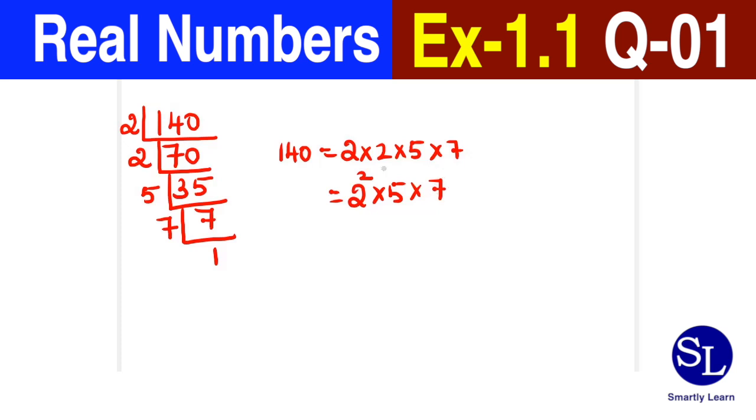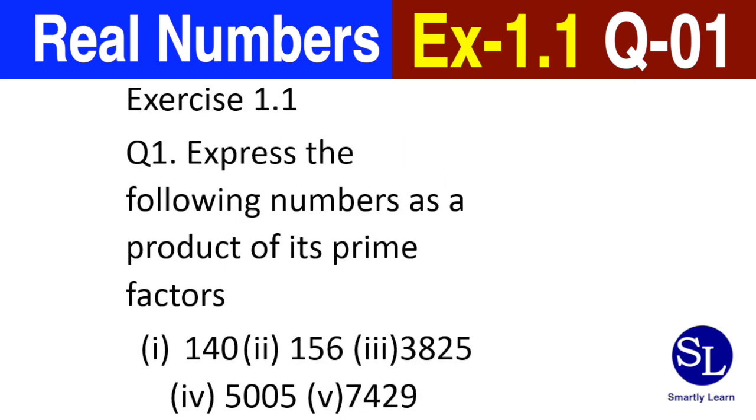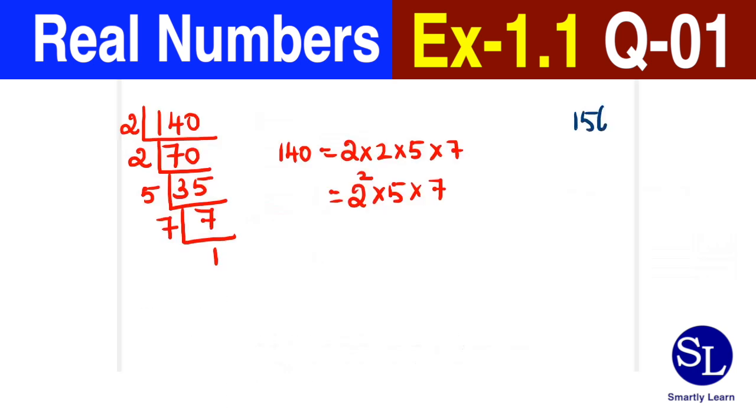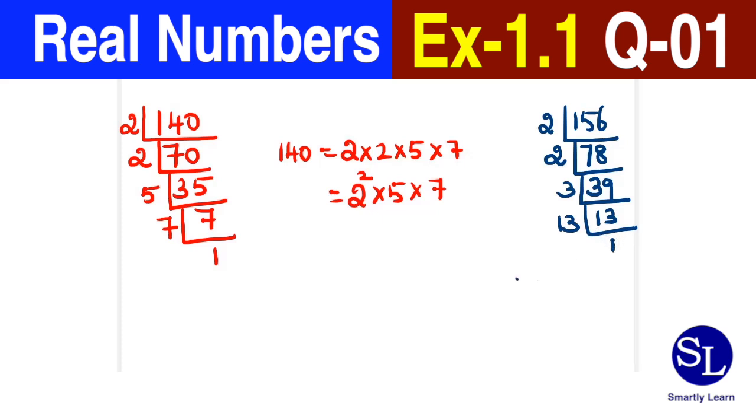Now let's try the next number, 156. So 156 is also an even number. So let's start by 2. So 2 divides 156, we get 78. Another even number, so divide by 2, you get 39. 39 is divisible by 3, 13 times. 13 is a prime number, so divide again by 13. So 156 can be written as 2 squared into 3 into 13.